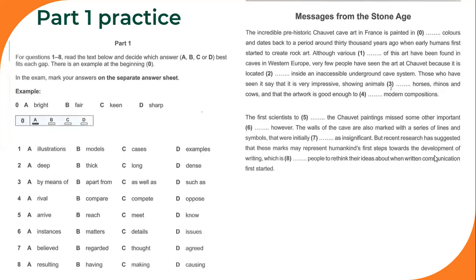Next, we have 3. Those who have seen it say that it's very impressive, showing animals such as horses, rhinos, and cows. The artwork is good enough to rival modern compositions. To rival, to compare, to compete, to oppose.